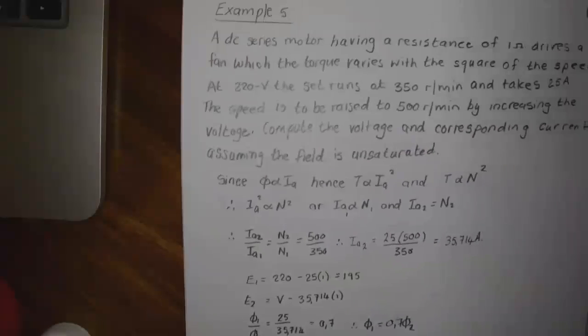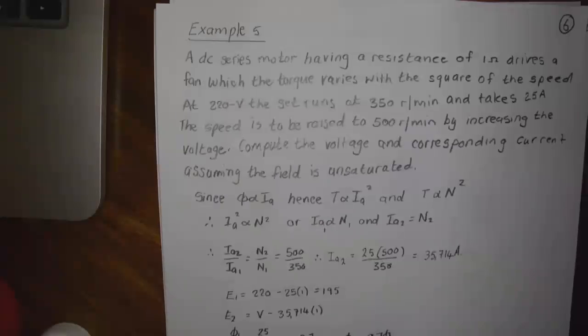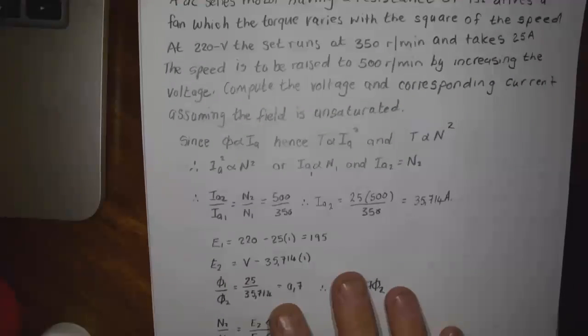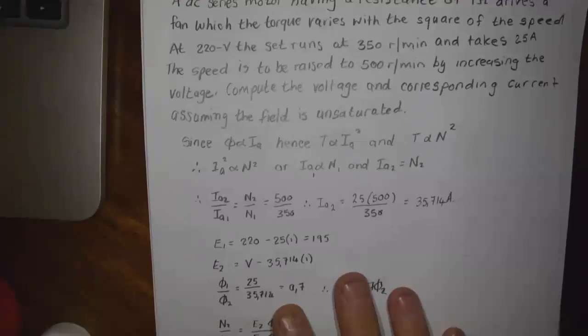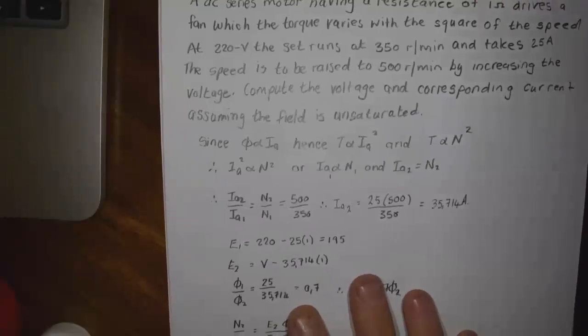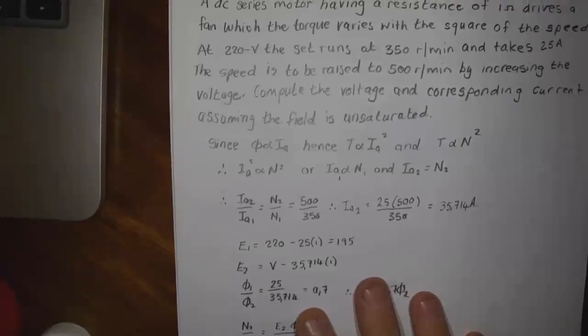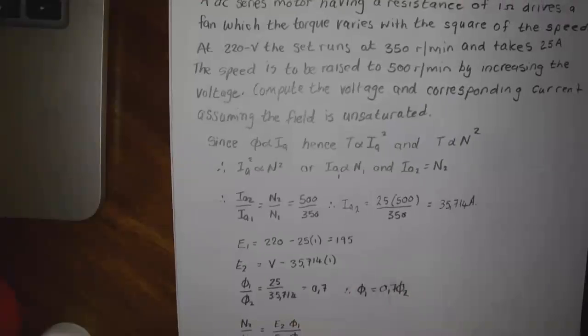Then if we look, a DC series motor, having a resistance of 1 ohm, drives a fan with which the torque varies with the square of the speed. At 220 volt, the set runs at 300 revs per minute and takes 25 amps. The speed is to be raised to 500 revs per minute by increasing the voltage. Compute the voltage and the corresponding current, assuming the field is unsaturated.